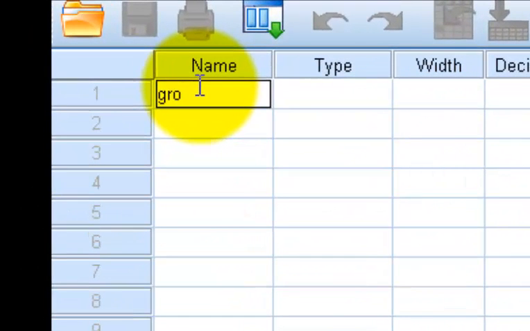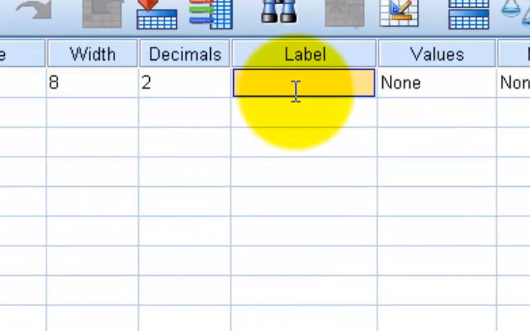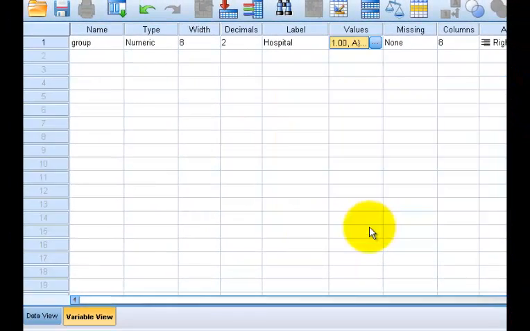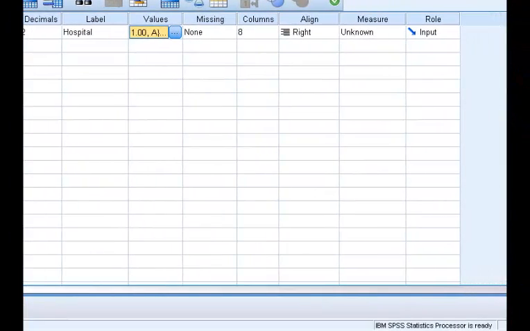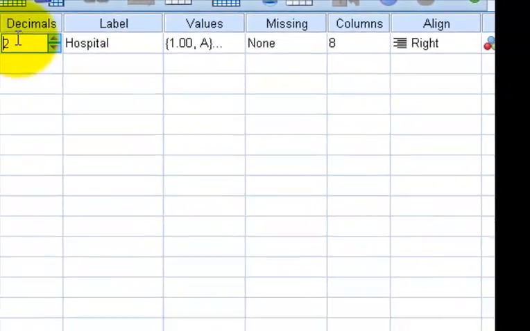Okay, so this one's going to be group again. Group. And group is going to be a number, yes. We'll just say which hospital, right? Hospital. And the values were 1, we'll just call hospital A. 2, we'll call hospital B. And 3 will be hospital C. Good to go. And we need to tell Mr. SPSS that it is a nominal variable. No decimals.